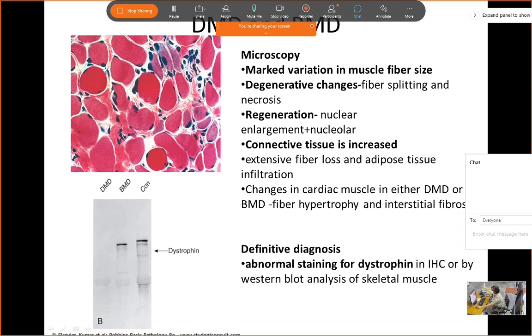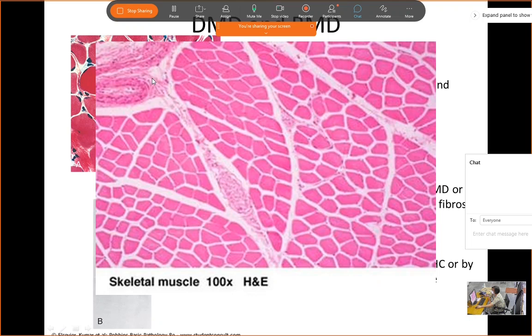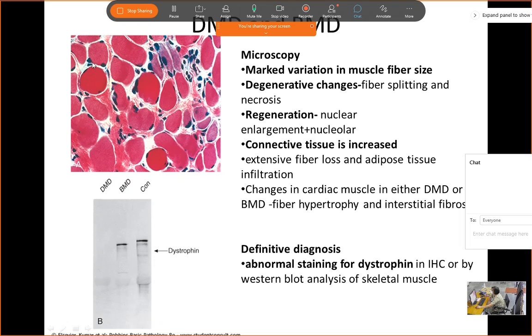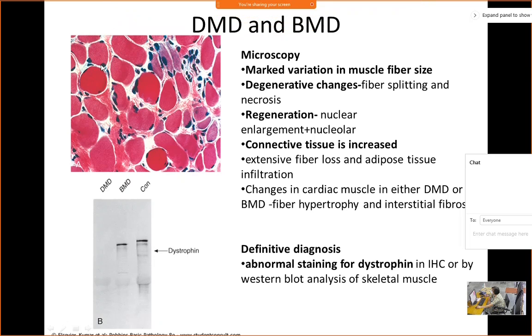Regeneration: normally in a skeletal muscle fiber, you'll notice that these nuclei are always at the periphery. They're extremely small and they're always at the periphery. But if you look here, even if they are at the periphery, the nuclei become very large. This is nuclear enlargement, but most of the time you'll find that this nucleus shifts into the center. They are large and they can shift into the center of the muscle fiber. So these are signs of regeneration, when there is nuclear enlargement and presence of nucleolus.